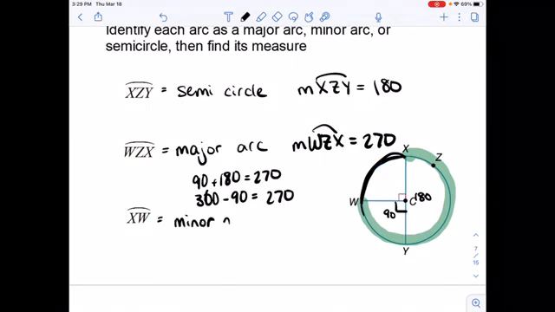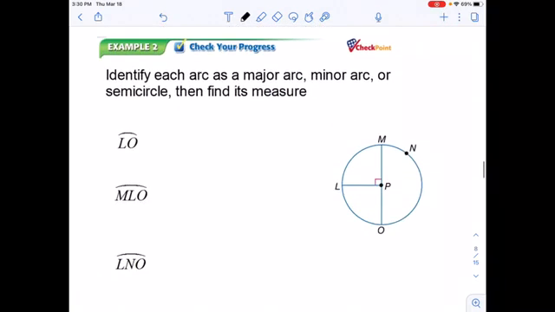That is a minor arc because it is smaller than a semicircle. And we know that this is marked at 90, so the measure of XW is equal to 90. Okay? This next one is basically the same. I'm going to go through it really quick.